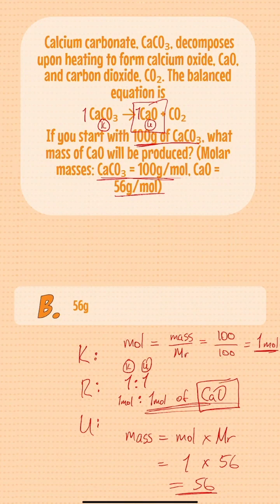How did you know it was a 1 in front of the CaO? Because there's no number. There would be a number in front. We'll look at a few more examples where there will be a number. Here, if there's no number, it's a 1. That's just the way it is in chemistry. You don't write 1s when you balance equations. You just leave it as it is. Okay, so hopefully that makes sense.